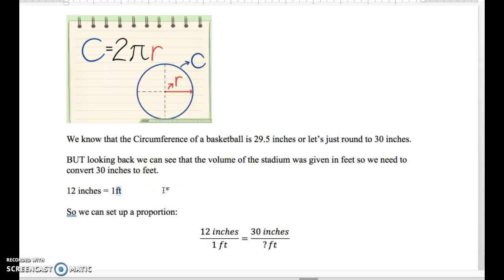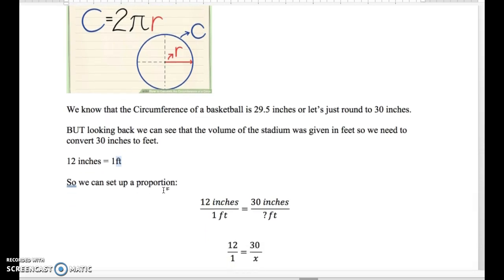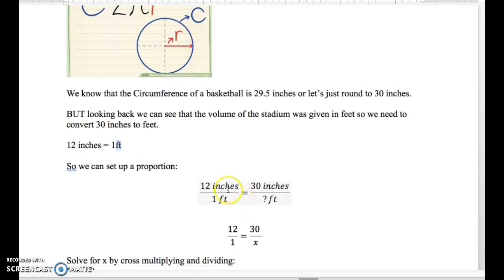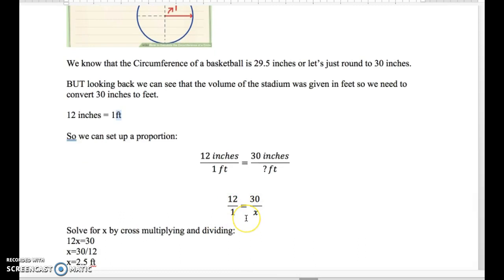Remember, everything else is in feet, yet the circumference of this basketball is in inches. So I'm going to set up a proportion. 12 inches in a foot equals 30 inches over how many feet? Remember, 30 inches is the circumference of the basketball. I need to know how many feet that is. So I set up the proportion, and then all I did was take the units of measure out so I can easily calculate and solve for x.